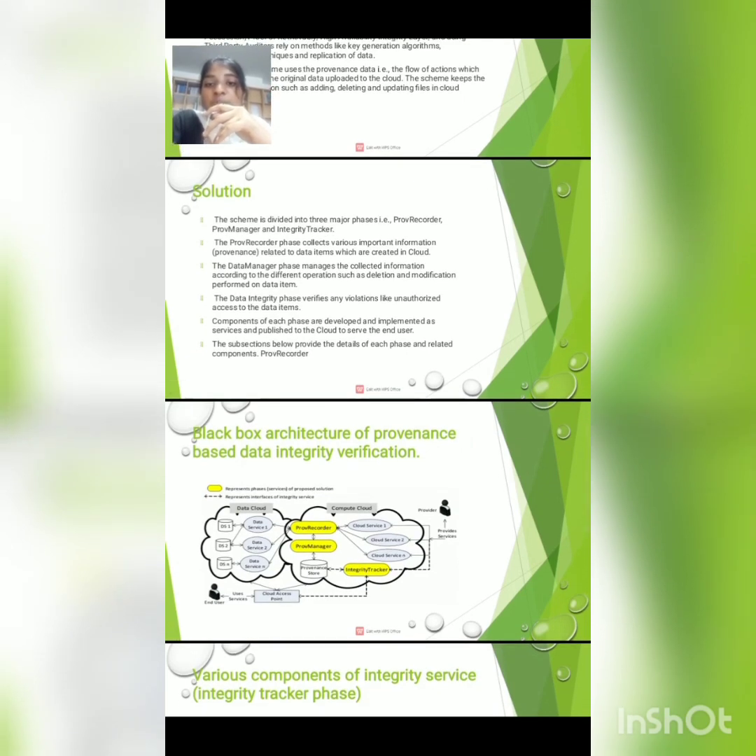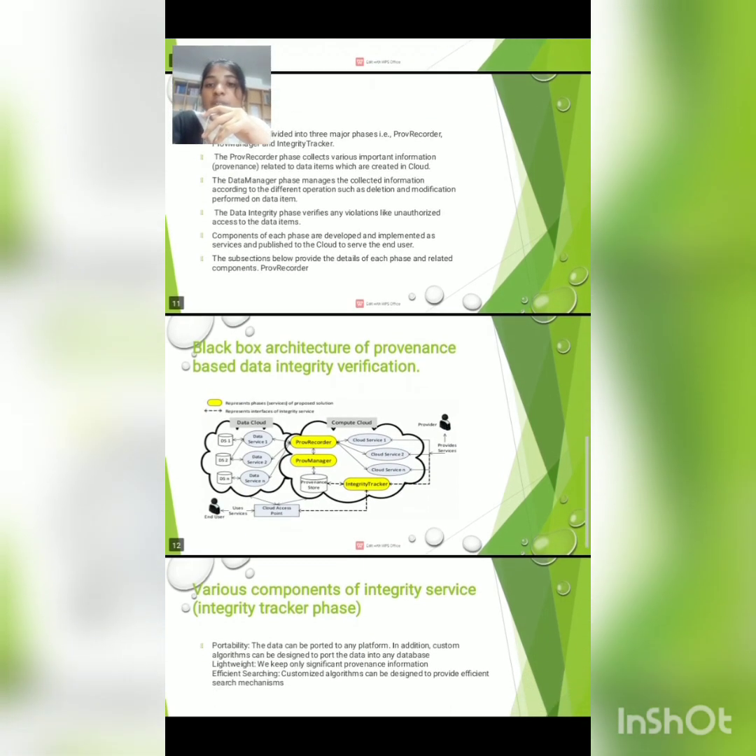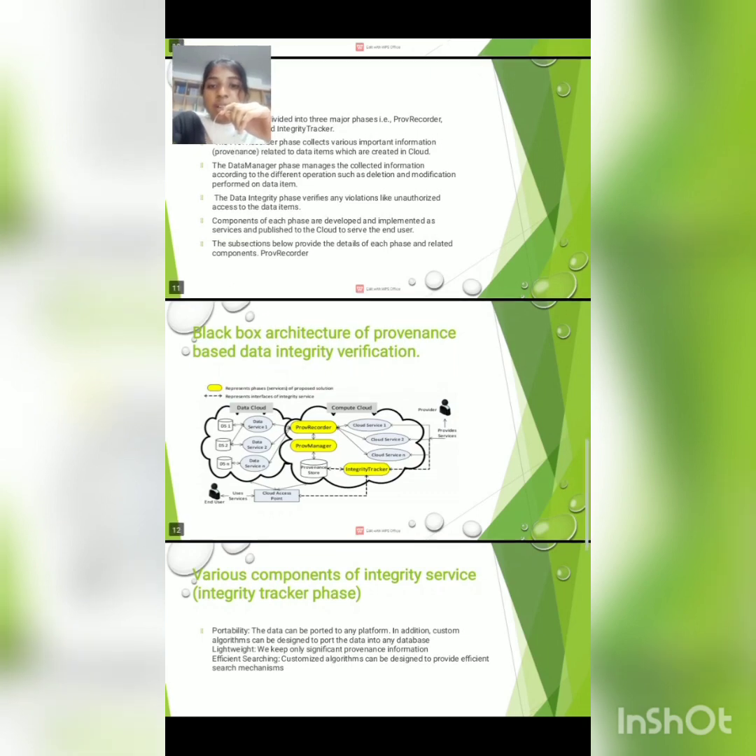The probe recorder phase collects various important information related to data items which are created in the cloud. The probe manager phase manages the collected information according to the different operations such as deletion, modification, and so on, performed on the data item. The integrity tracker phase verifies any violation like unauthorized access to the data items. Components of each phase are developed and implemented as services and published to the cloud to serve the end user.